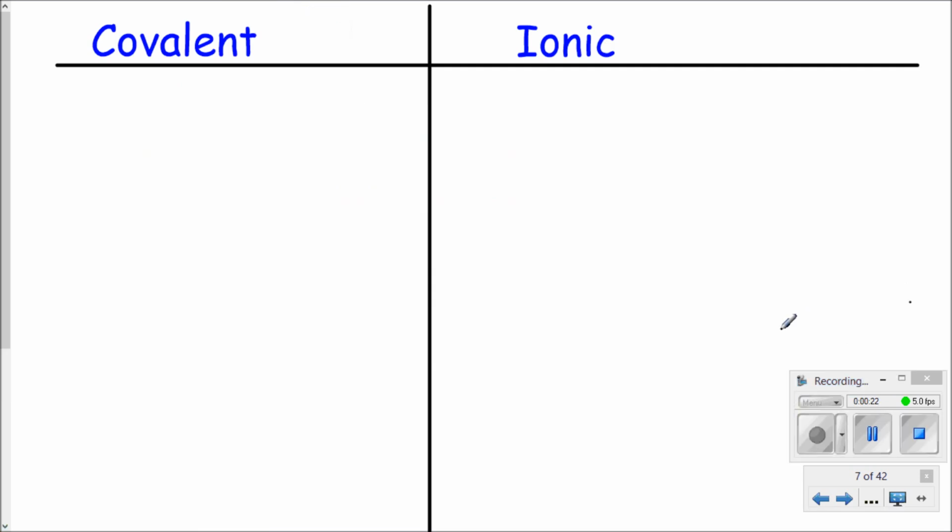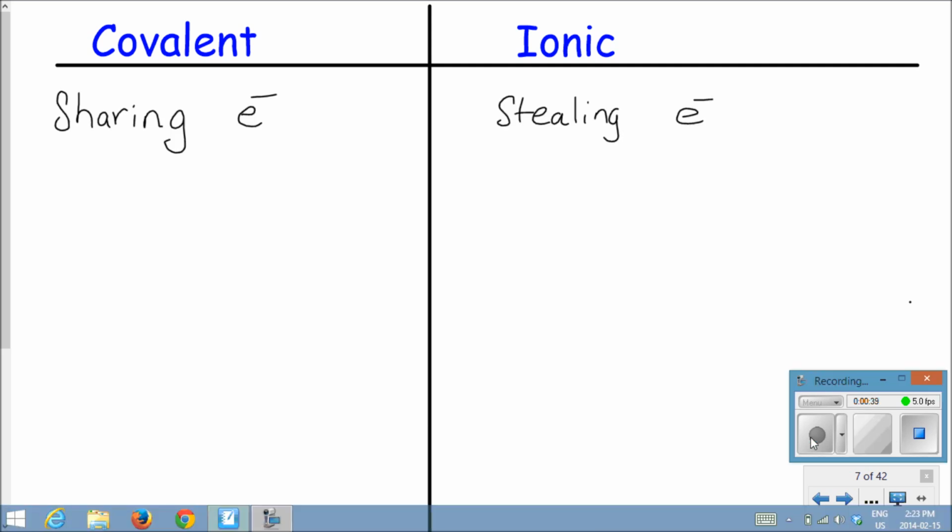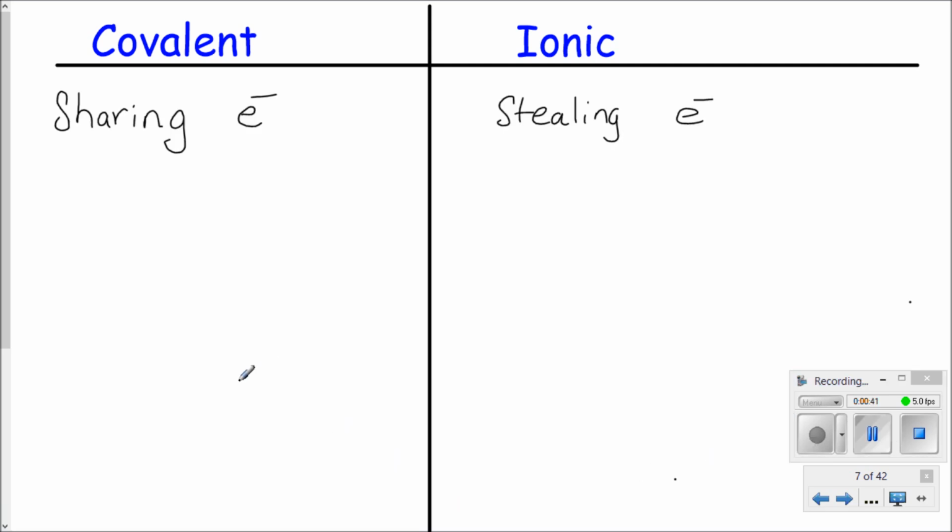Take a look at this chart above you here and try and remember back to when you were 15 years old, grade 10. What is the difference between covalent and ionic bonds? Pause the video and try and think on your own right now. What do you know about each? If you remember correctly, covalent bonds are sharing electrons, while ionic bonds are stealing electrons.